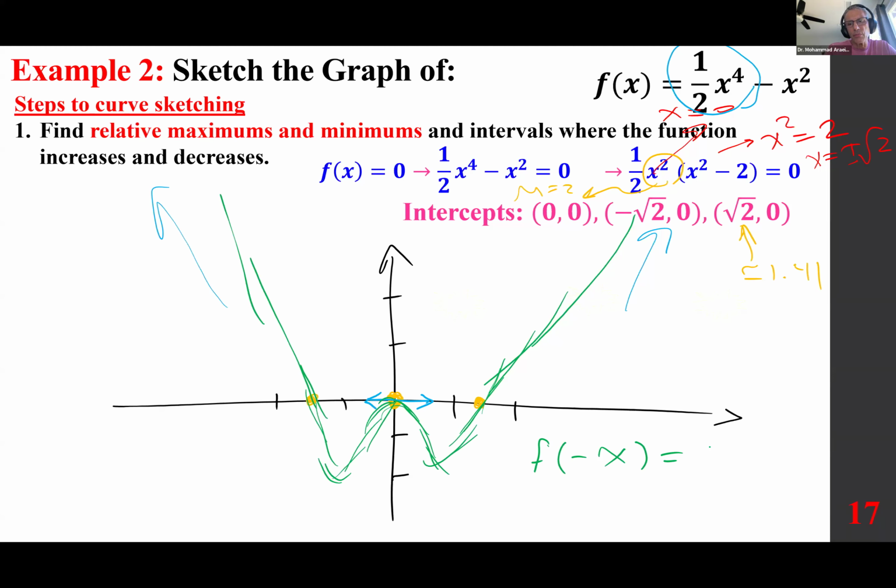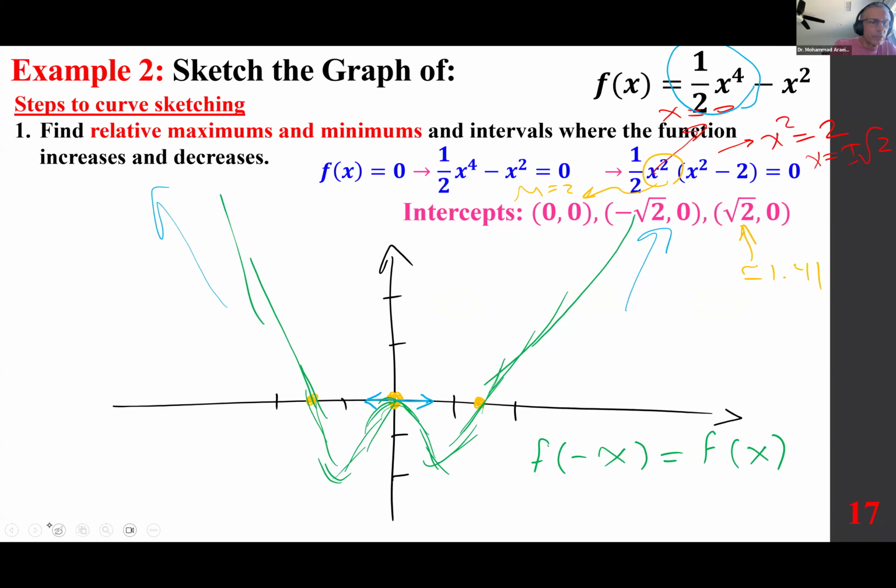Furthermore, we can try the symmetry. I hope you see that f of minus x equals f of x. Convince yourself that's the case by just evaluating. That means the right half and the left half are identical. That also helps with graphing. This is what we did in algebra. So we have an idea.